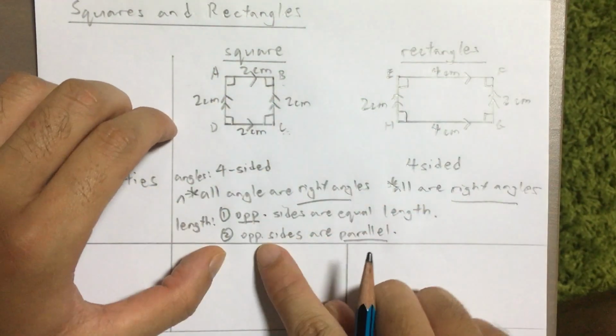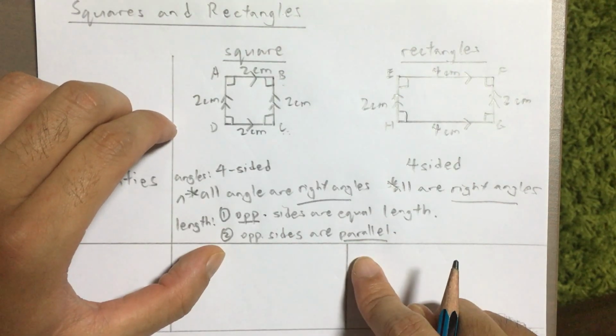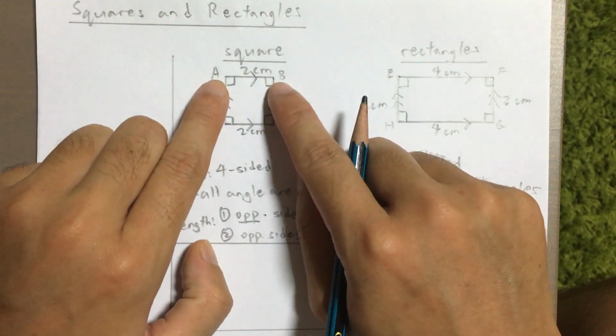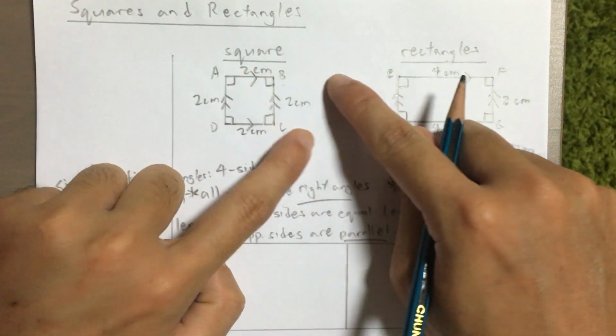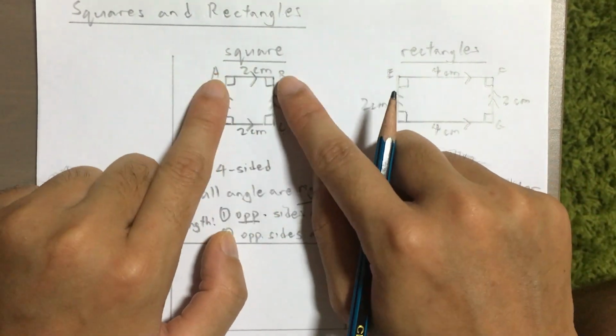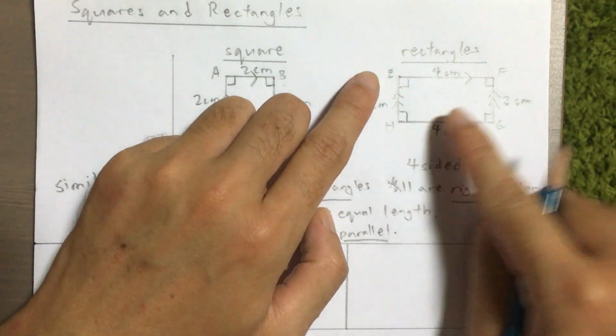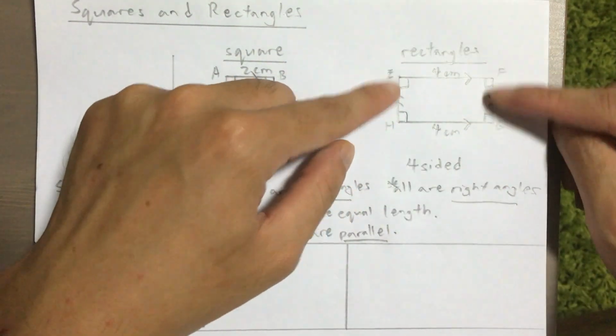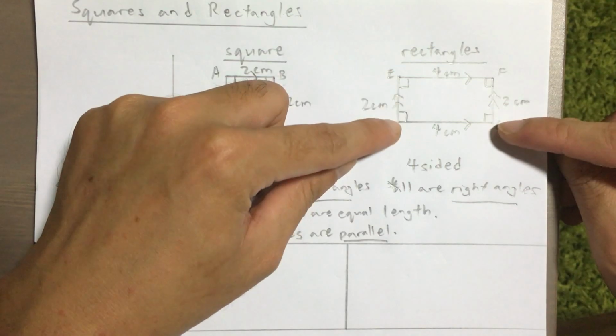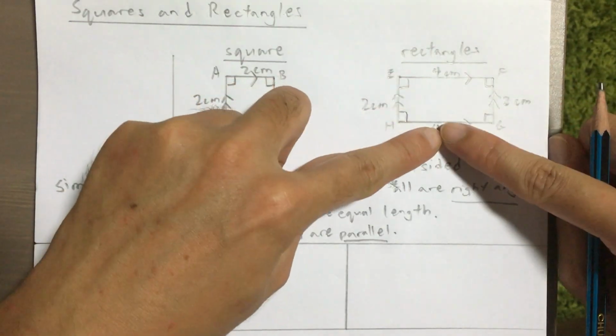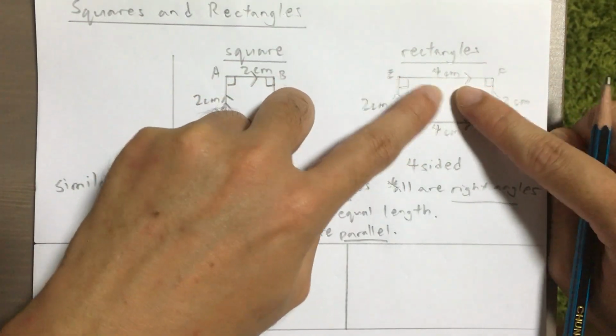Okay, and this point about opposite sides are parallel, because these two lines AB, CD, they never meet and they are equal distance apart. They are parallel. Same for here. Let's look at EH and FG, these two vertical lines. They are parallel and they are equal distance apart, which makes them parallel as well.